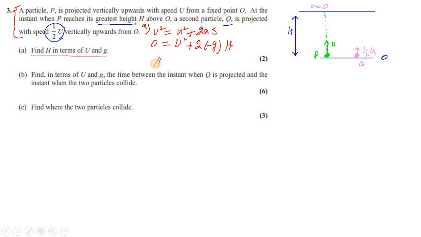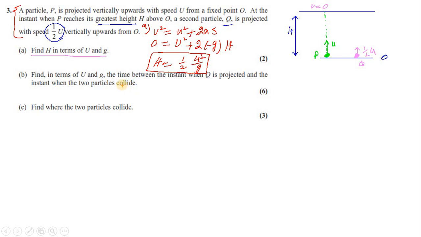So h would be equal to half of u squared upon g. This is the height in terms of u and g. That means this height is half of u squared over g. Now, find in terms of u and g the time between the instant when Q is projected and the instant when the two particles collide. So you need to find the time difference.